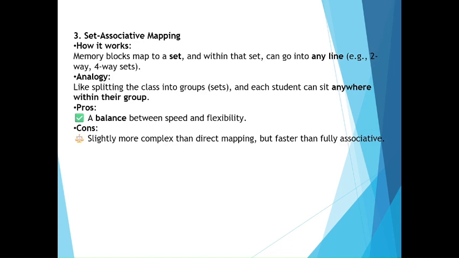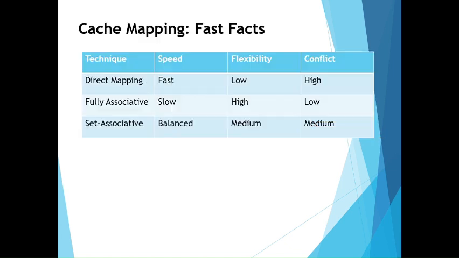But there's a hybrid between the first and the second one known as set associative mapping. And this time it allows the data to travel freely, but within a specific set or block. So it can't enter another set, another memory block set. And this one is balanced between speed and flexibility. It's slightly more complex than direct mapping, but way better than fully associative.